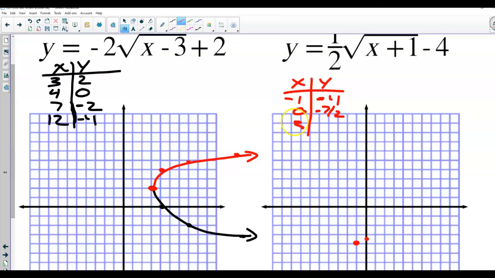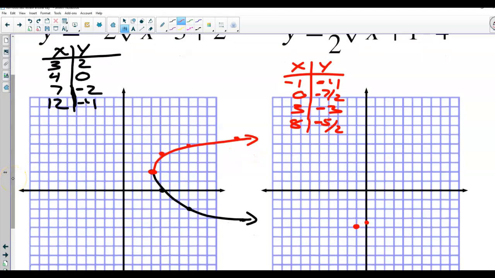So here I'm going to use 3. 3 plus 1 is 4. The square root of 4 is 2. 2 times 1/2 is 1. 1 minus 4 is -3. If I want to do one more, I'll do 8. 8 plus 1 is 9. The square root of 9 is 3. 3 times 1/2 is 3/2. Minus 4 is -5/2. So 3, -3. 8, -5/2. And this is what the graph should look like.